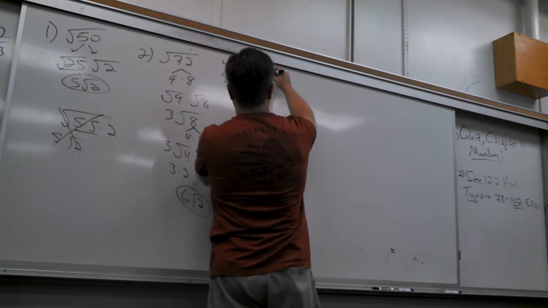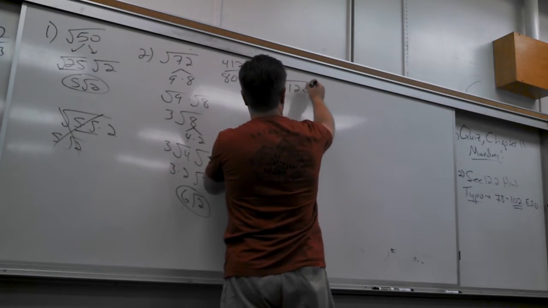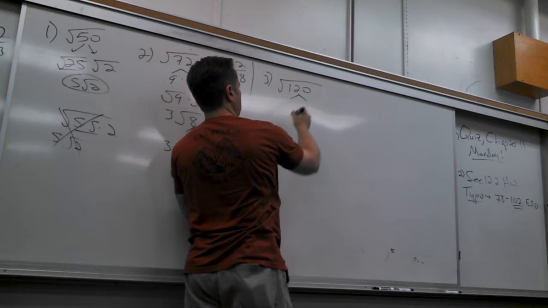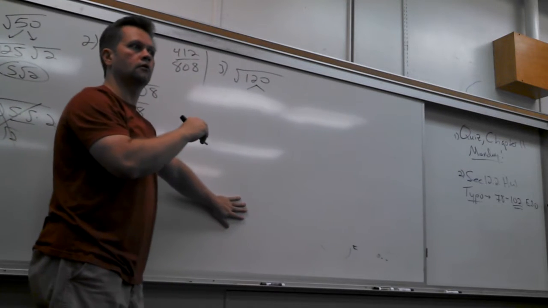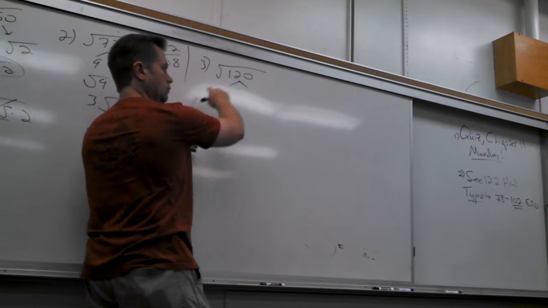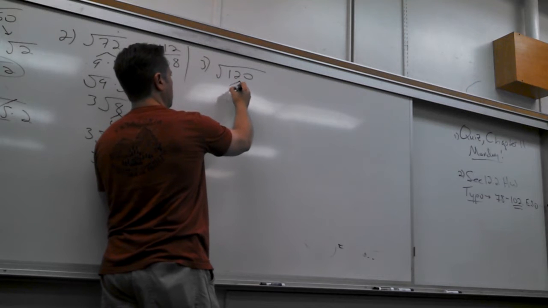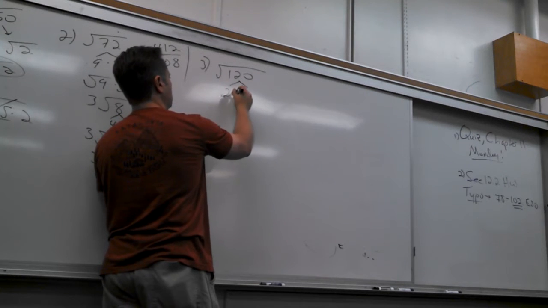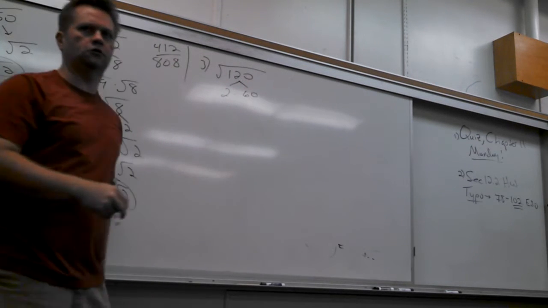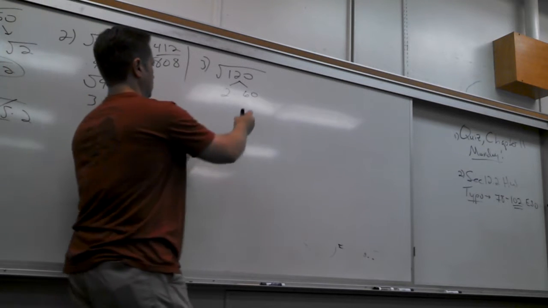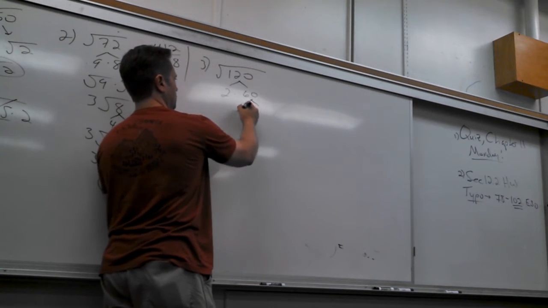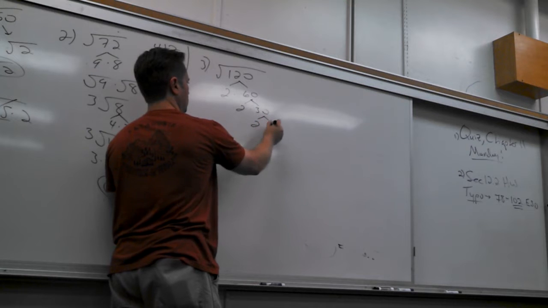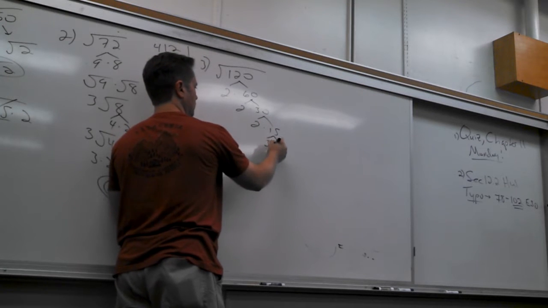Number 3 is another one where that could happen, but what's a good way to break this up? Let me do one method. Sure. 2 times 60. 2 times 30. 2 times 15. 3 times 5. All right.